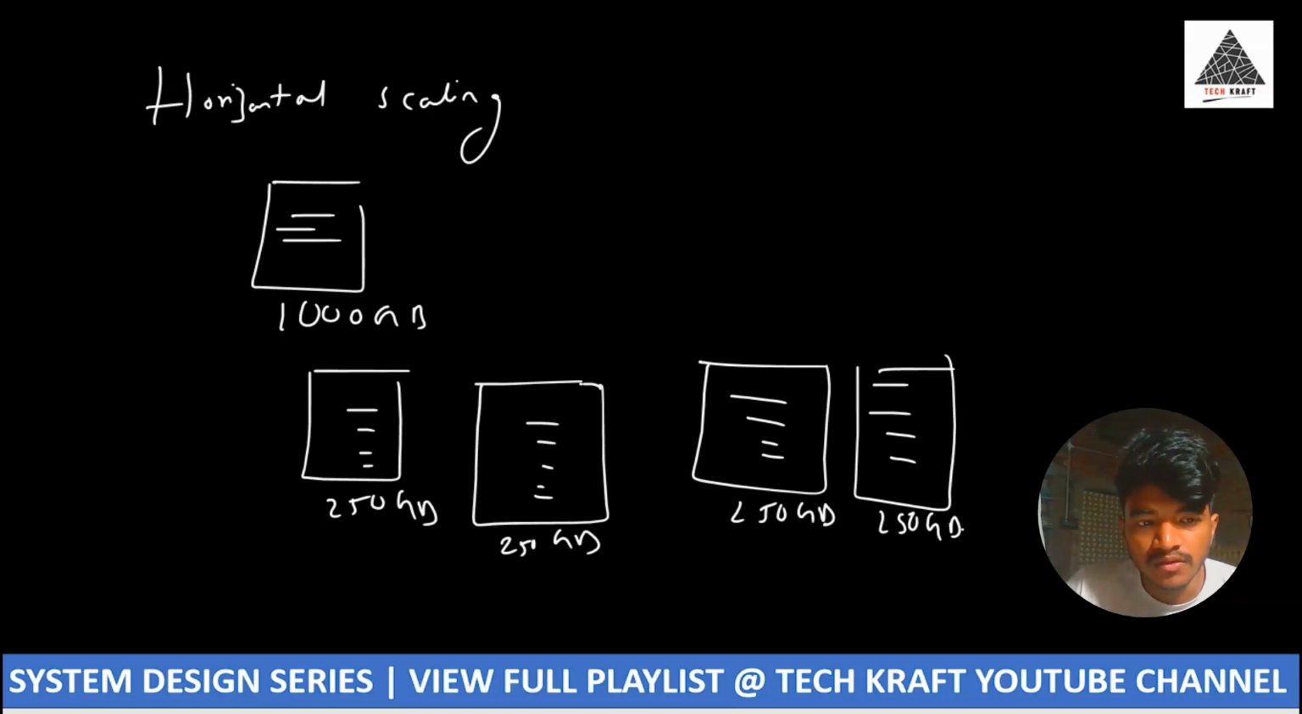Since I'm discussing database sharding and partitioning, why am I discussing horizontal scaling and vertical scaling? See, in horizontal scaling, the load is distributed to the servers. The same thing applies in database sharding.